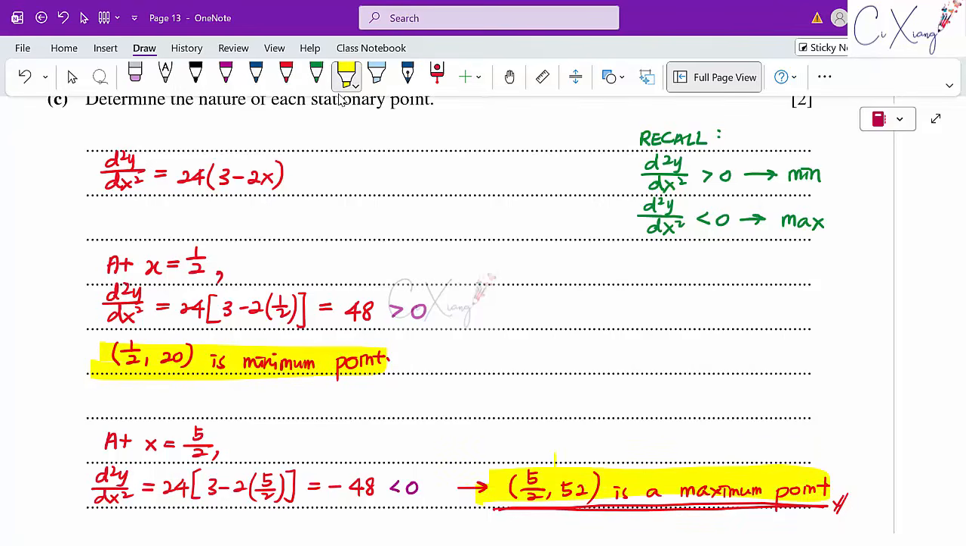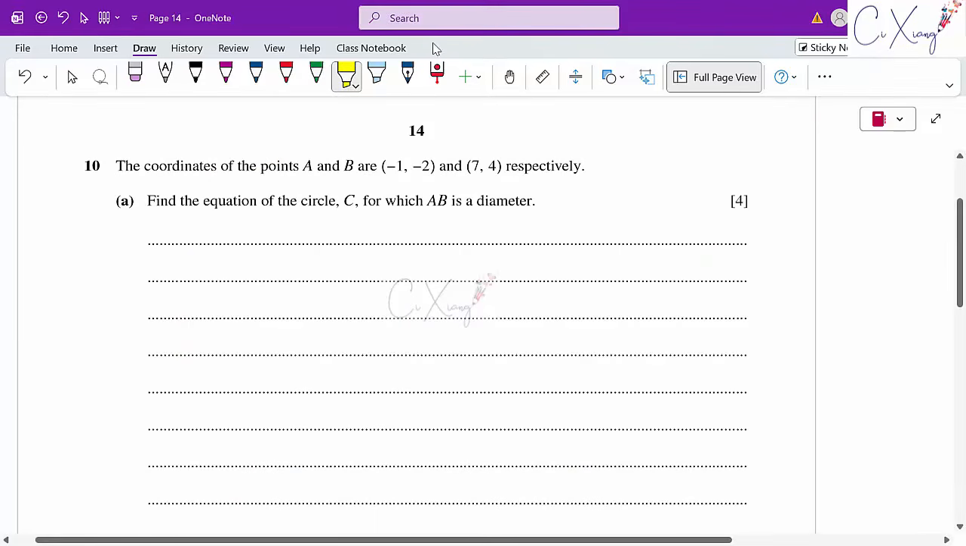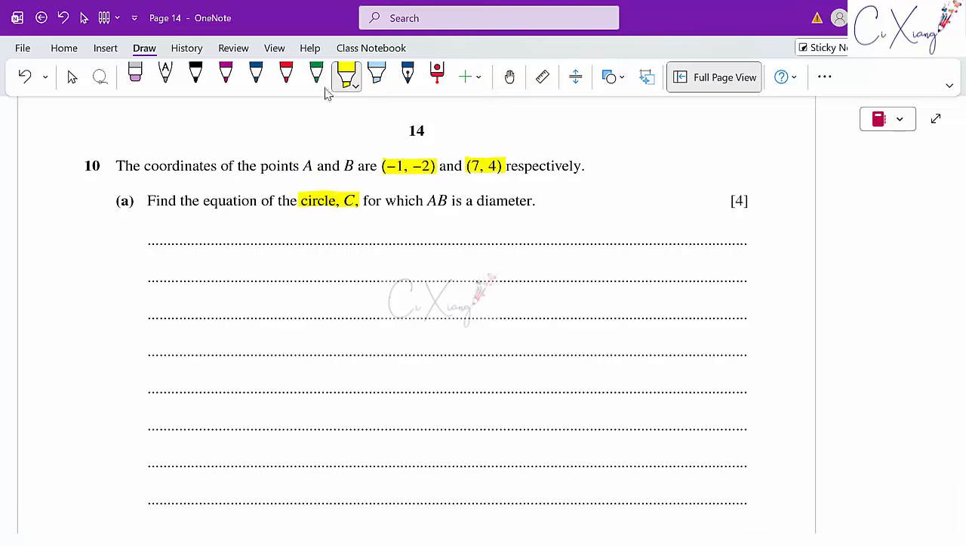Yeah, so this is how we solve question 10. The coordinates of points A and B are given as such. Then they want you to find the equation of a circle. There's a circle C where AB is a diameter.